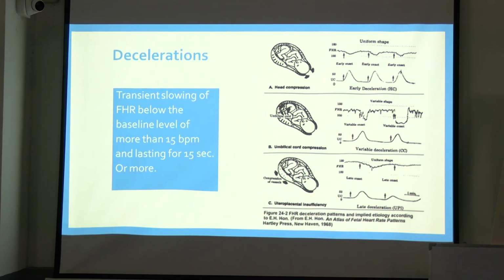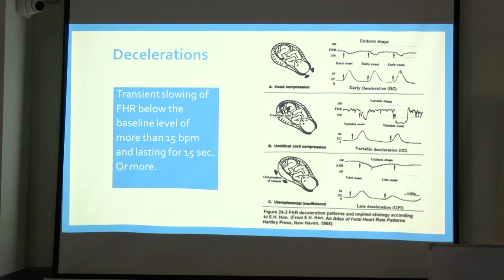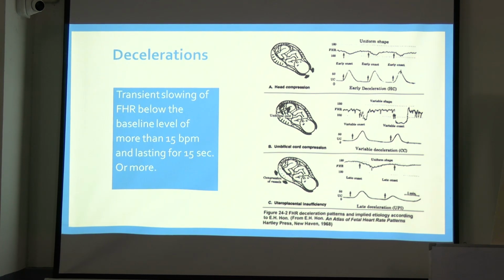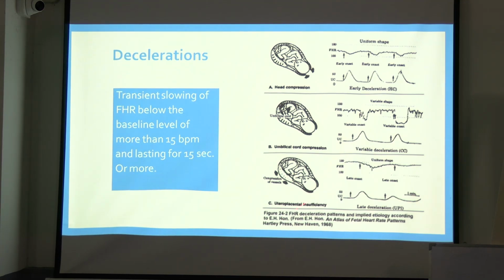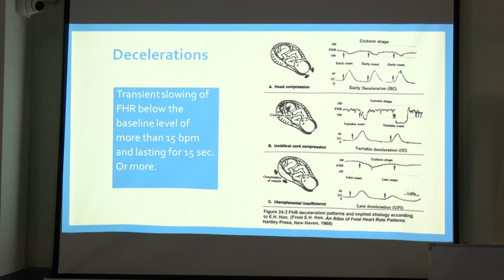Early deceleration, head compression, means during uterine contraction the head is compressed. That's why early deceleration occurs. And in variable deceleration, there is umbilical cord compression that is not related to uterine contraction. That's why it is called variable deceleration. And third is the late deceleration. It occurs mainly in cases of fetal hypoxia or uteroplacental insufficiency.